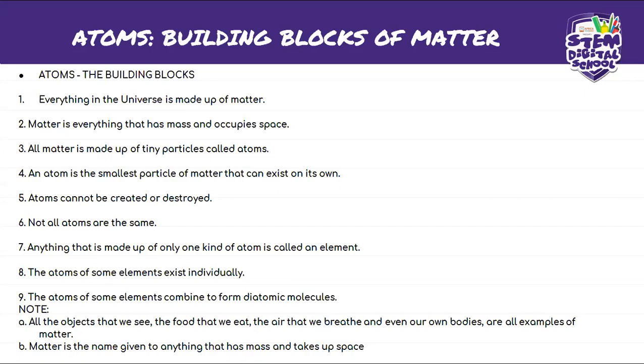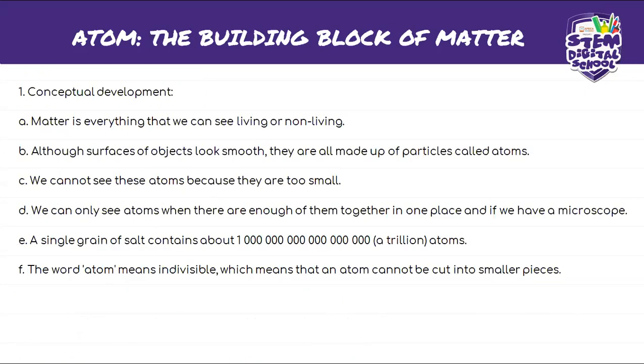So all the objects we see, the food we eat, the air that we breathe, and even our bodies are all examples of matter. Matter is the name given to anything that has mass and takes up space, just like point two. Now, as we said, anything around the earth, whether living or non-living, is matter. Although objects look smooth, they are made up of atoms. Whether it's rough or smooth, it's made up of matter.